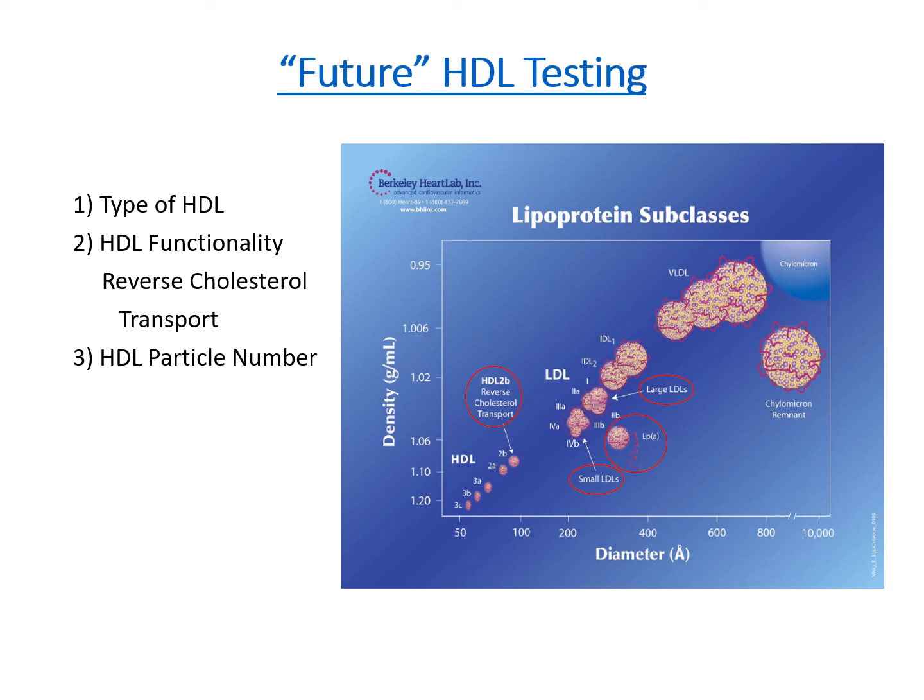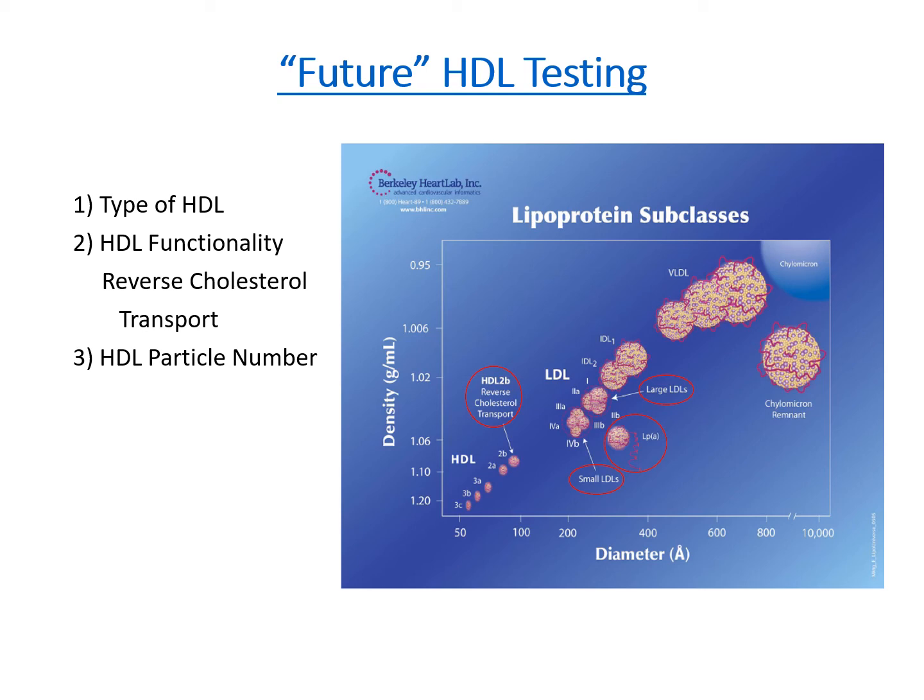So the possibility in the future, and there's some research going on with this, is that they will be testing for the type of HDL you have, because different types of HDL have different HDL functionality. Some of them reverse cholesterol transport very effectively, some do not. So it could be that people have high HDLs, but they have not the good kind, right? They aren't able to reverse cholesterol very efficiently. So they may also be testing for the HDL particle number, so 2B, 2A, something like that.